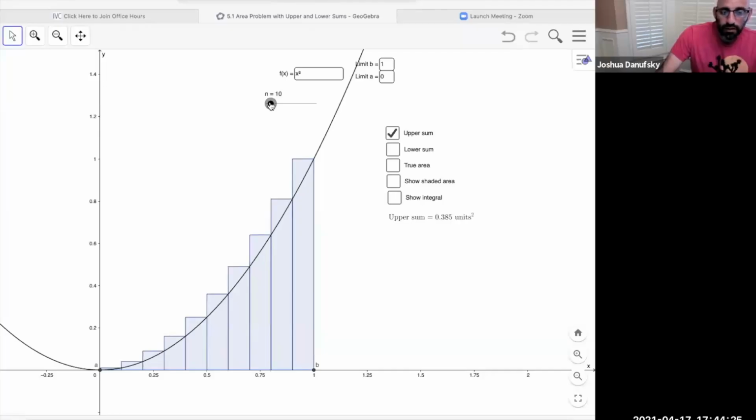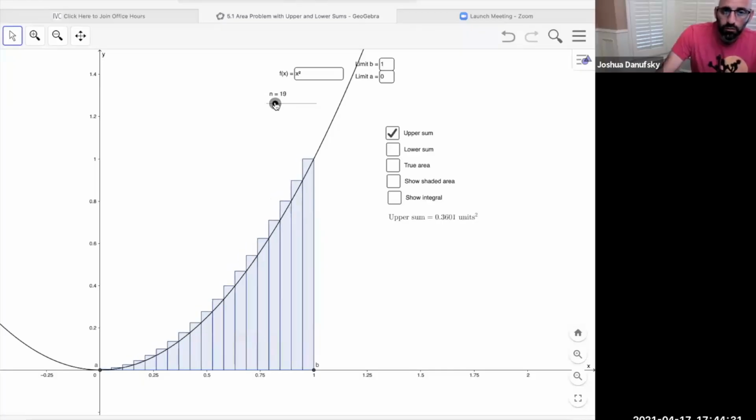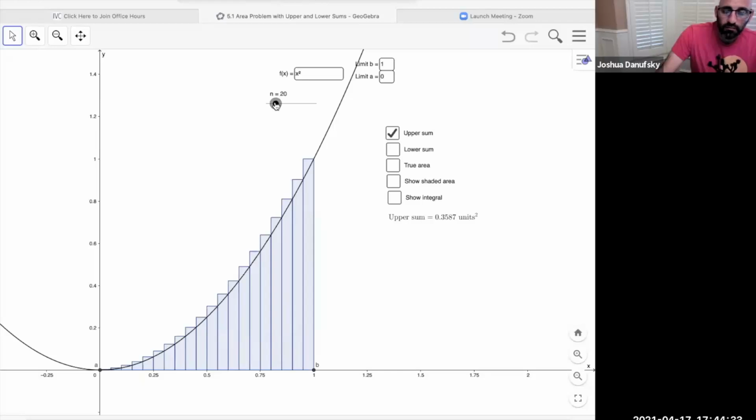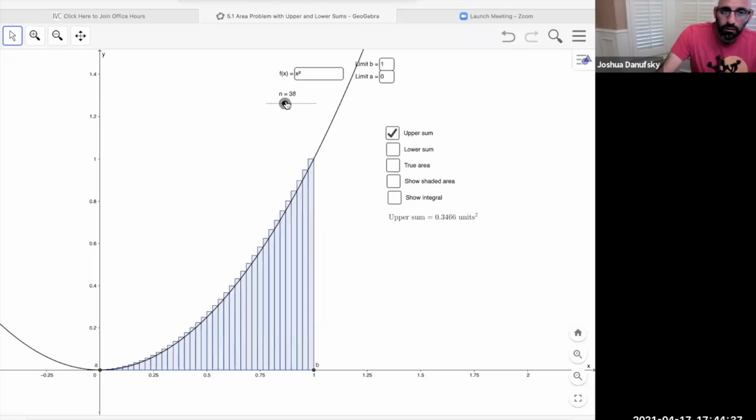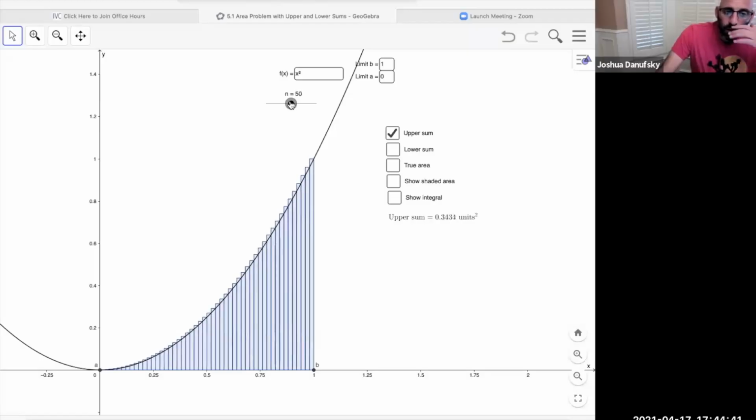And if you think, okay, that's good, but there's still lots of area that goes above the curve, you're right. So maybe we should go to 20 rectangles. That's even better. Okay, maybe we should go even further. Let's go to 50 rectangles. And all of a sudden you're noticing the more rectangles you have, the better an approximation you get of the actual area under the curve.